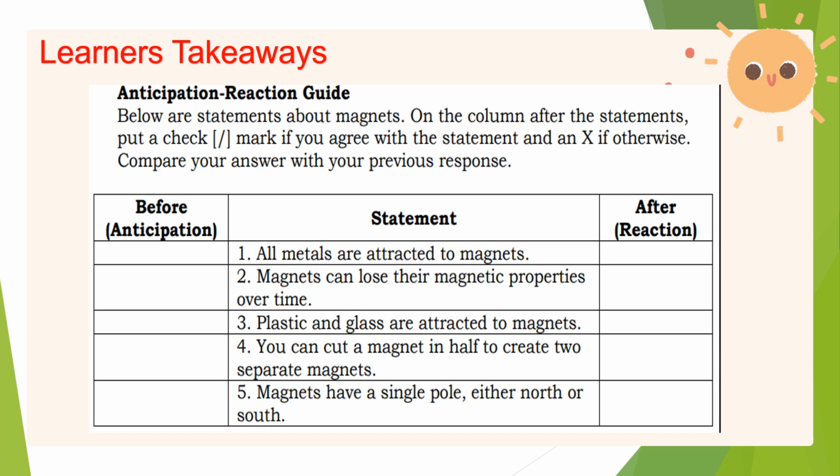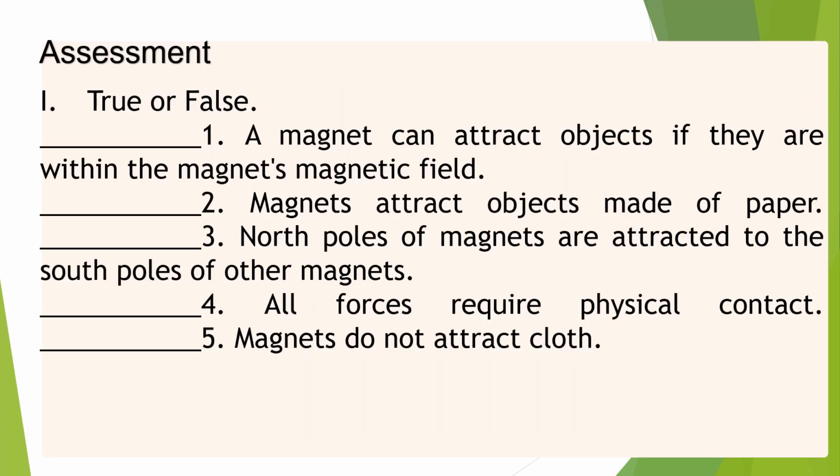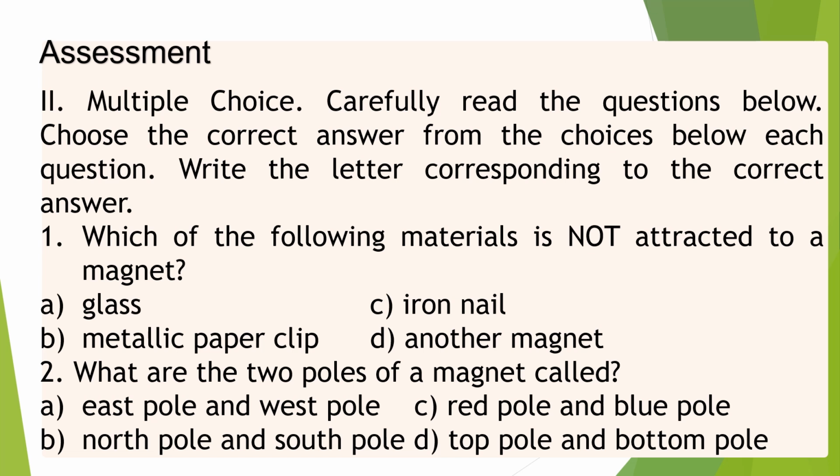Now you may write your reaction, whether you agree or not, to the given statements about magnets in the last column of the table. In your notebook, please answer true or false, number 1 to 5. So carefully read the statements below, then write true if the statement is true, otherwise write false if the statement is wrong. Part 2, multiple choice. Carefully read the questions below, then choose the correct answer from the choices for each question. Then write the letter corresponding to the correct answer.